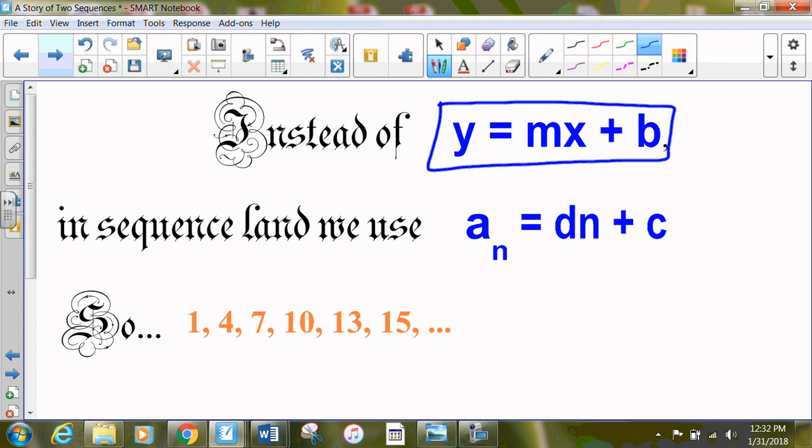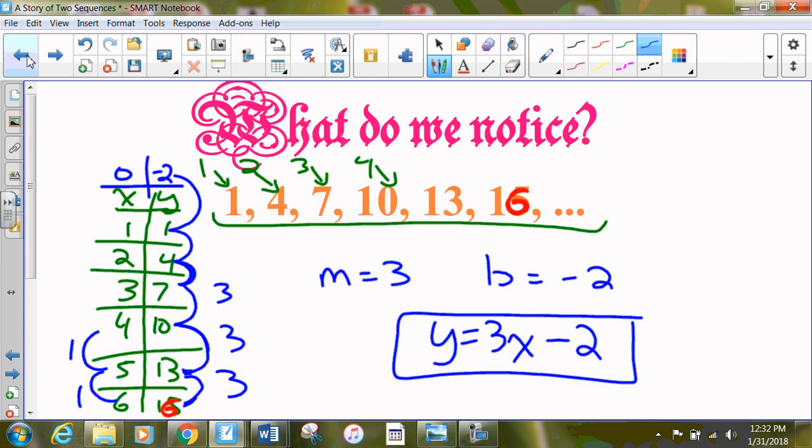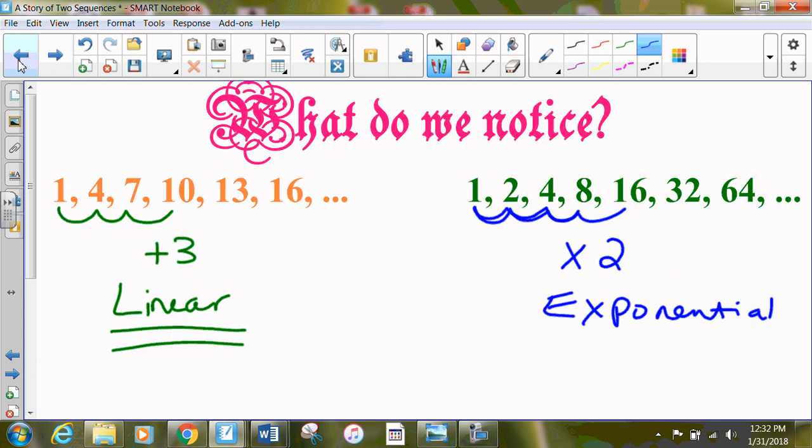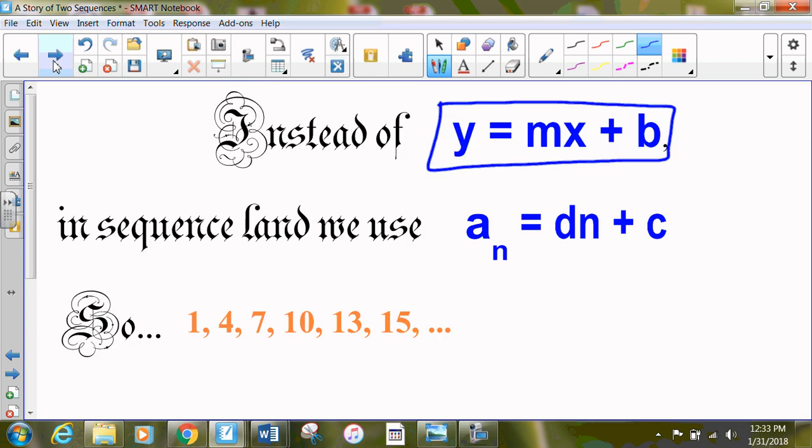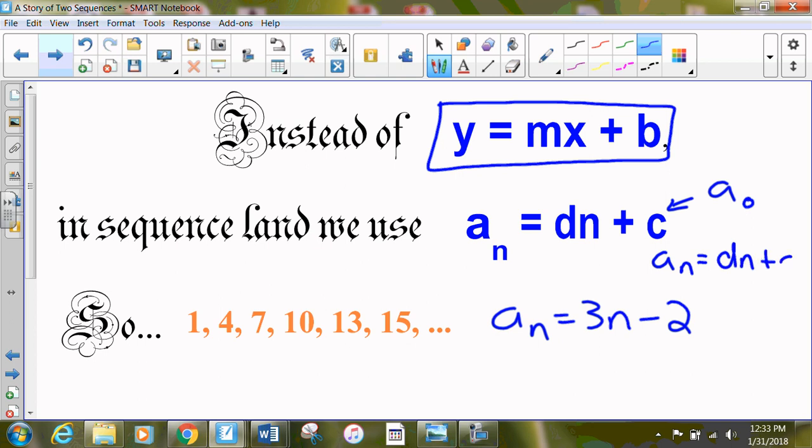So here's why we're going to use this. So let's go ahead and, what do we have here? We had 3x minus 2. So we're going to rearrange it as a sub n equals 3n minus 2. Okay. Now here we see a c. I normally write this as a sub 0. I'm not sure why the c is here. So the way I like to write this equation is a sub n equals dn plus a sub 0.